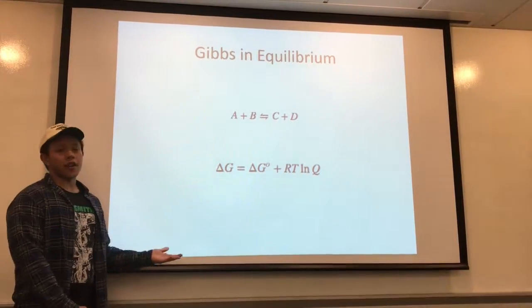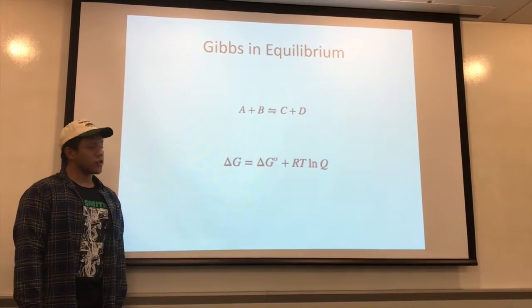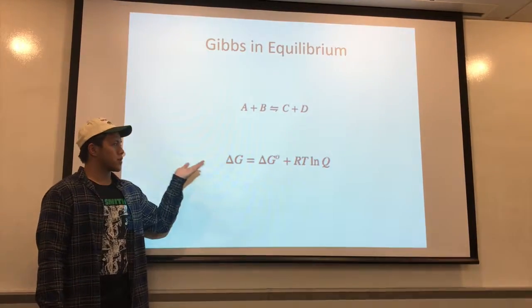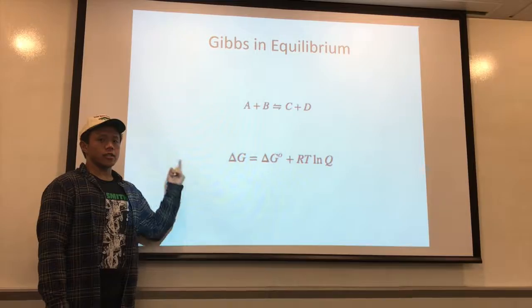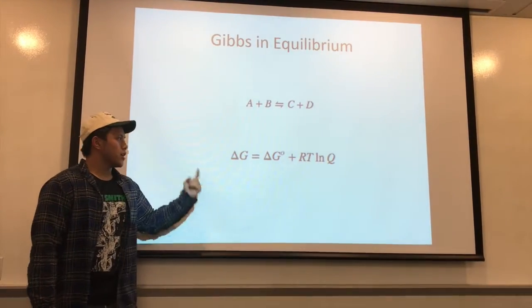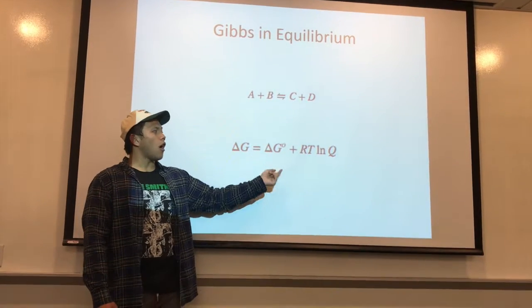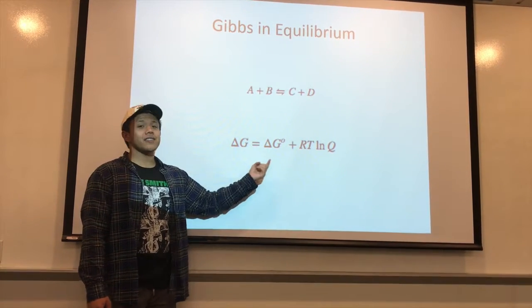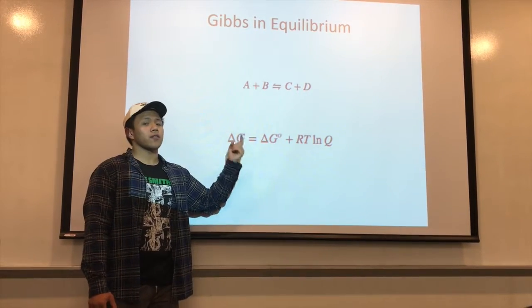So Dr. Jarvis mentioned something about Gibbs and equilibrium. You know anything about that? Gibbs free energy can also be used to examine reactions at equilibrium. The equation that we're going to use is delta G equals delta G standard plus RT natural log of Q. Delta G is the Gibbs free energy. Delta G standard is the Gibbs free energy at standard state. R is the gas constant. T is the temperature at equilibrium. And natural log of Q is the natural log of the reaction quotient.